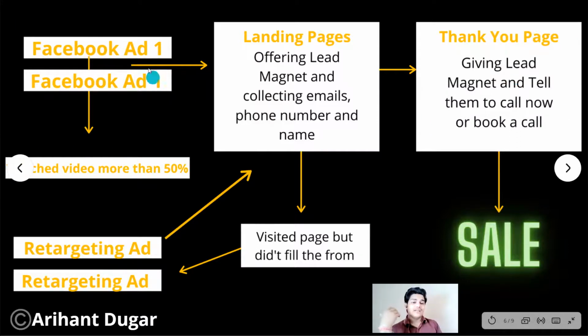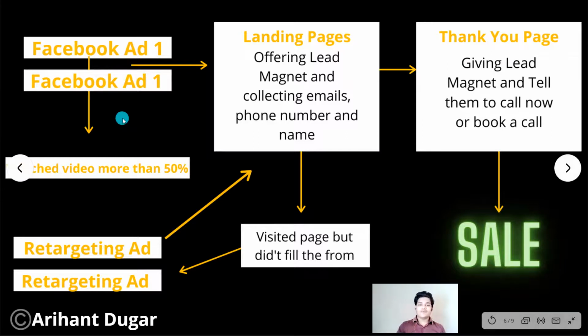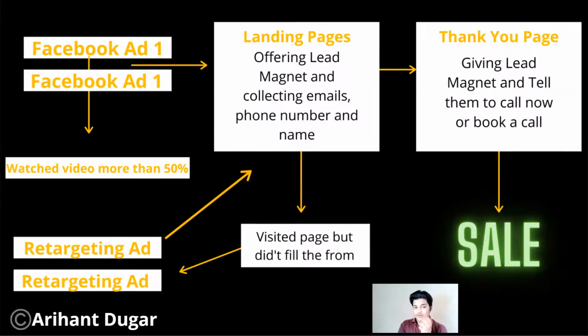Now let's talk about this: let's say 1,000 people watch your ad and only 50 people take the action. What about those 950 prospects that you lose? You don't want to lose them. If you are running a 1 minute video ad where you are telling all these things, after a week, 10 days, or 14 days, you can tell Facebook to give you the data of all those people who watched your ad more than 50%, because those are your warm audience.